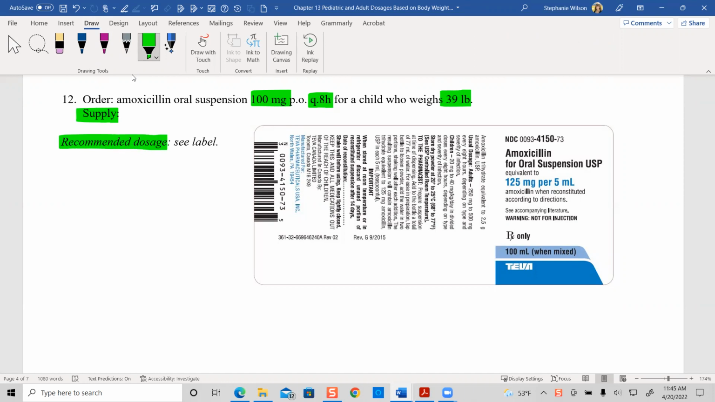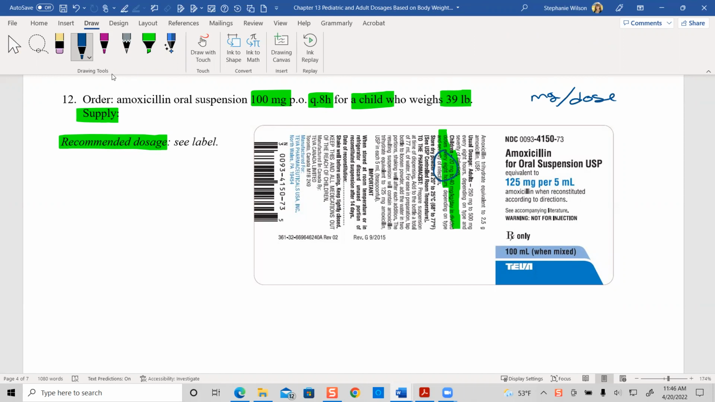And if you go here and read on it, we're going to see that children, and we are dealing with a child, is recommended 20 milligrams to 40 milligrams per kilogram per day in divided doses every 8 hours. All right. So for determining if this order is safe, we need to determine the milligrams per dose, if it's divided every 8 hours.